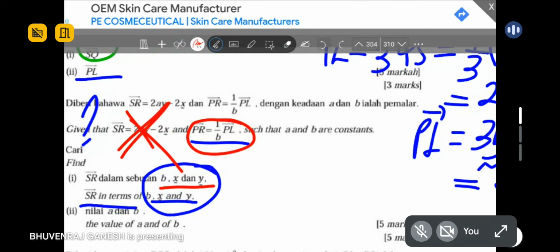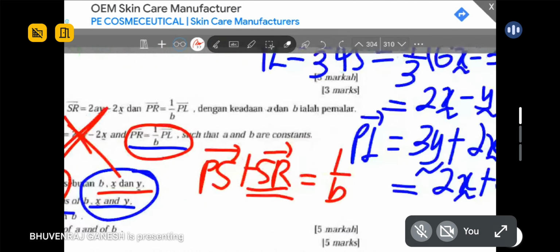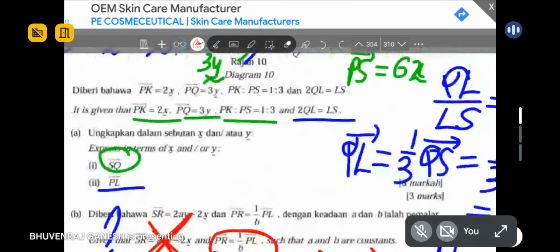Okay, so guys, PR. PR I can say PS plus SR. Agree? Saya pecahkan. PR is PS plus SR. Because you see the question is SR. So that's why I have SR here. Understand? Saya nak cari SR. Okay, PL. PL is 2x plus 2y. So just copy. 2x plus 2y. Okay, PS. Do you have the answer untuk PS?